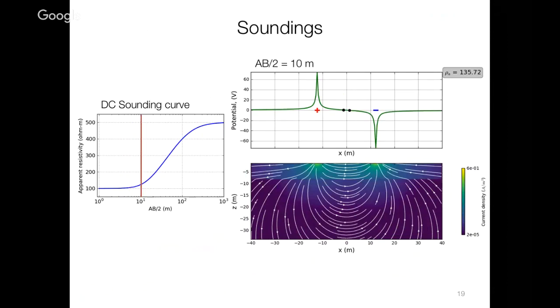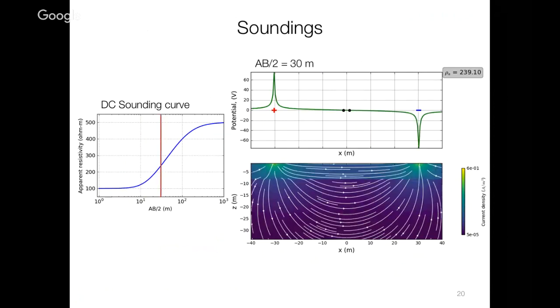As we make the electrodes farther apart, now we get more current coming in here. Now the apparent resistivity is 135. It's even larger, it is 239. So you can see as the length of the array is increasing, I'm gradually sensitive to the deeper structure. So that's really important.